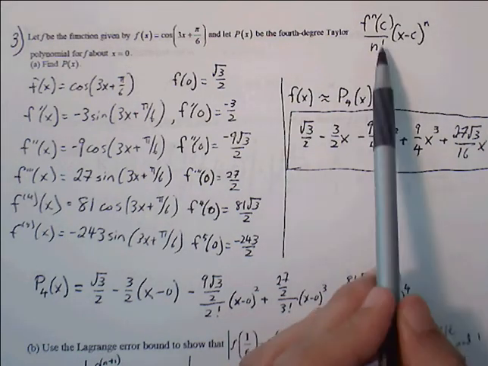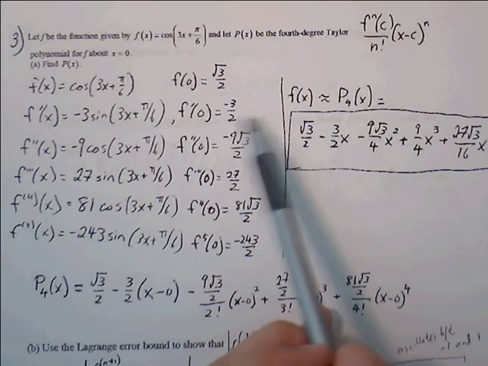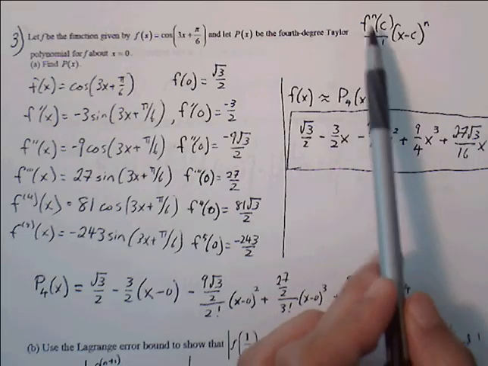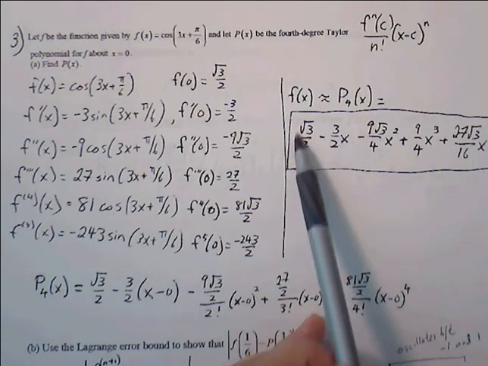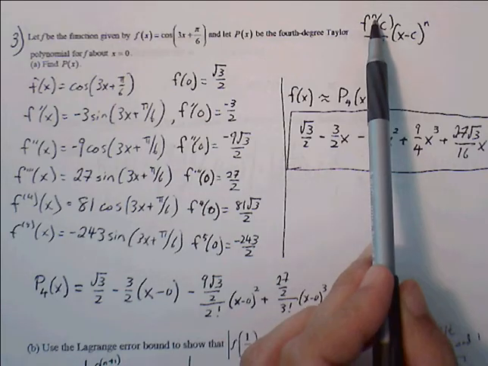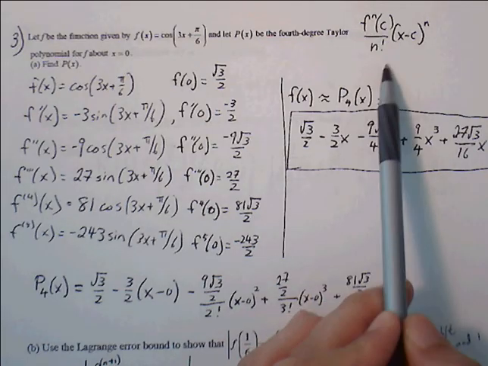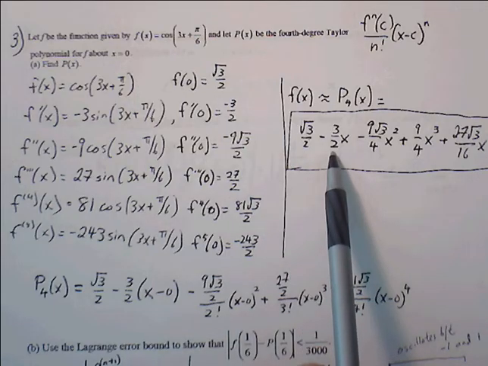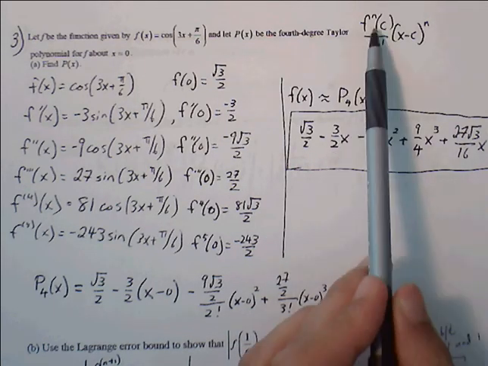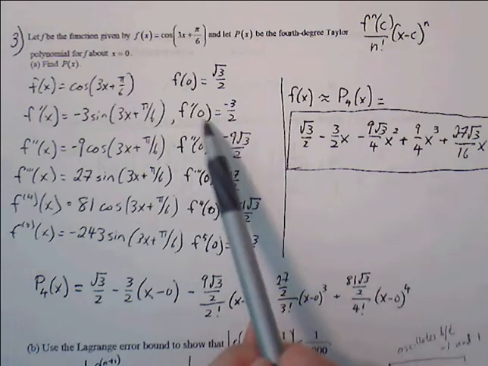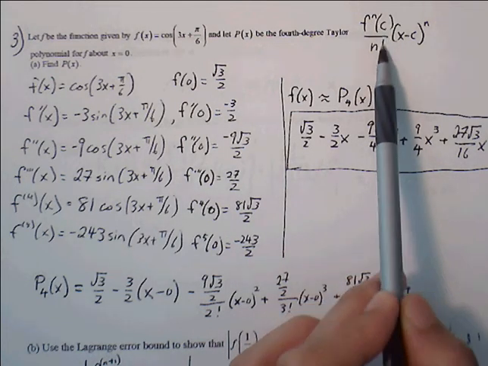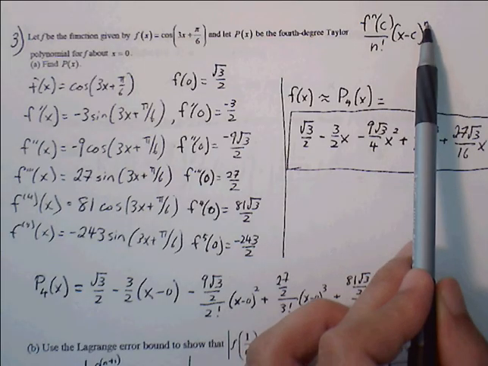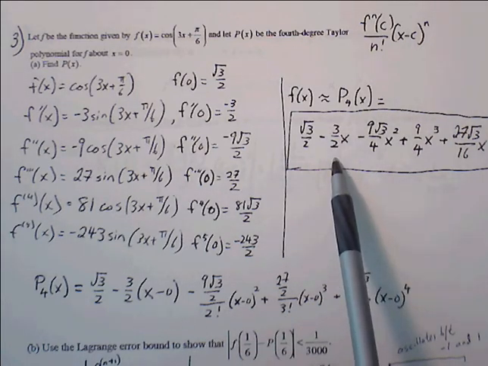All right, so now we're moving on to f prime of 0, the first derivative. My bad, we start off with the 0 when n is 0. So when n is 0, everything will cancel out to be just left with root 3 over 2. And then 3 over 2x will be for when n is 1. The first derivative evaluated at 0 is negative 3 over 2. Negative 3 over 2 divided by 1 factorial times x minus 0 to the first power will reduce to negative 3/2 x.